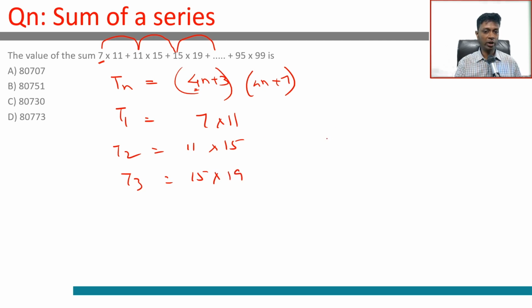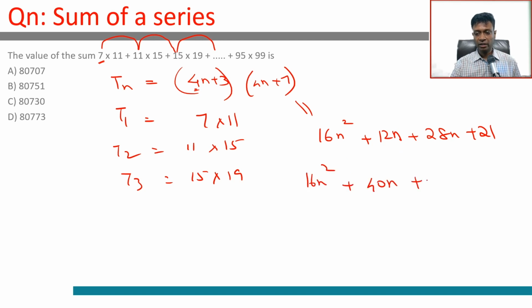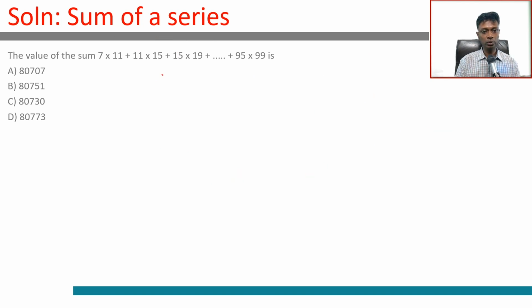So 4n plus 3 into 4n plus 7. If you expand this, this is 16n square plus 12n plus 28n plus 21, or 16n square plus 40n plus 21. Fine. And 4n plus 3, if you put it equal to 95 to get to this term, then 4n is 92, n is 23. N goes from 1 to 23. There are 23 terms in the summation. Right? So we are looking to do summation 16n square plus 40 times summation n plus 21 times summation 1, going from 1 to 23 when n becomes 23.